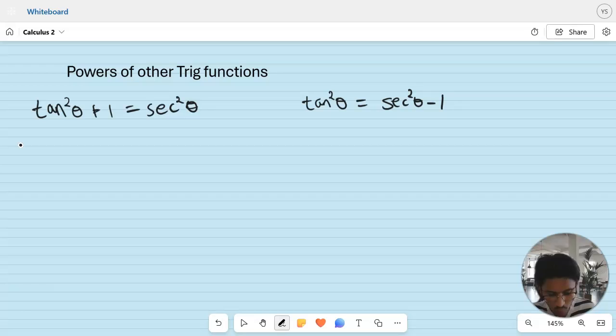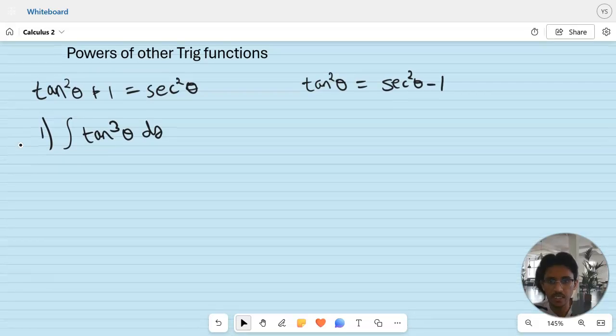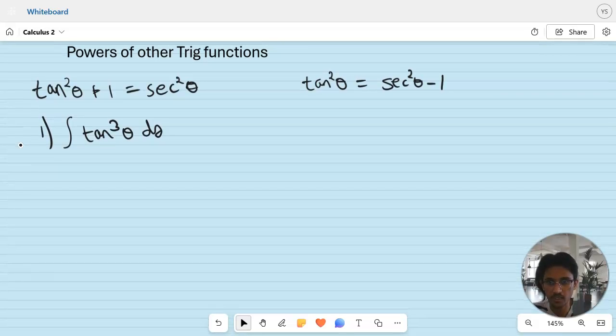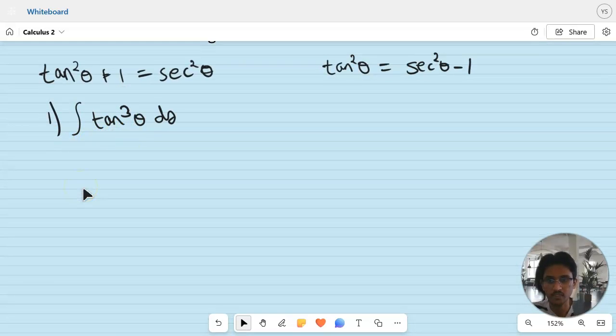Now let's talk about how we could use these formulas and in which cases we could use them. Say we're given the problem to find the integral of tangent cubed theta d theta. Again, remember, when we see powers of trig functions and we're told to find an integral, that should be alarming. We do not like to see the powers, guys. We would like to see things to the power of 1. So let's have a look at how we can reduce this and bring it down to 1.